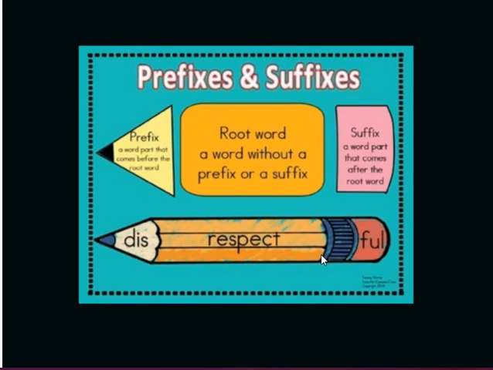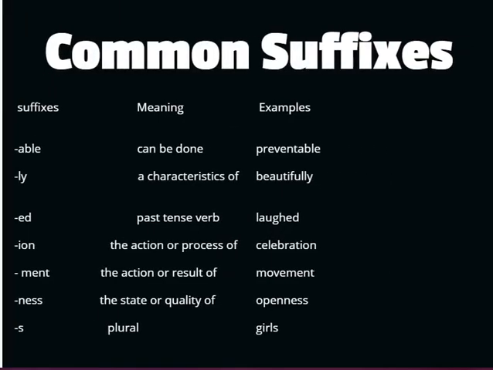So, adding a prefix to a root word and also attaching a suffix to the word changes the meaning of the word. It can change a word from a noun to a verb to an adjective, just like that. So let's preview a couple of these. These are some common suffixes that I find in most of the things we read in everyday life. So, able. The suffix able means can be done.